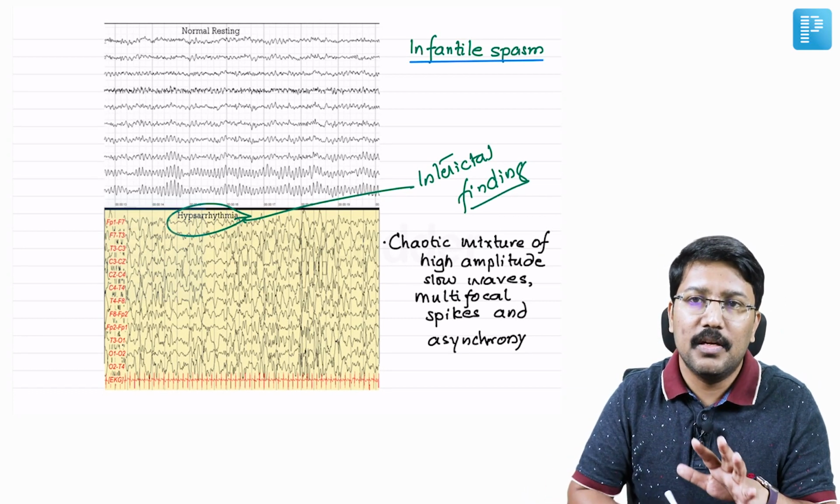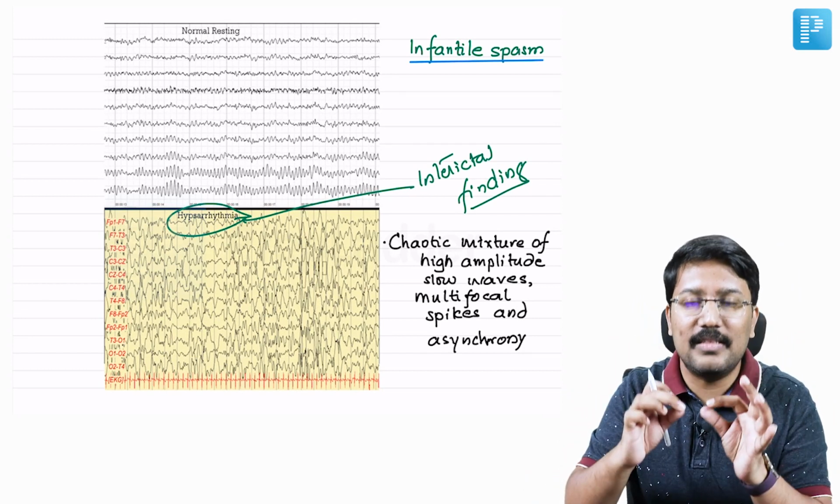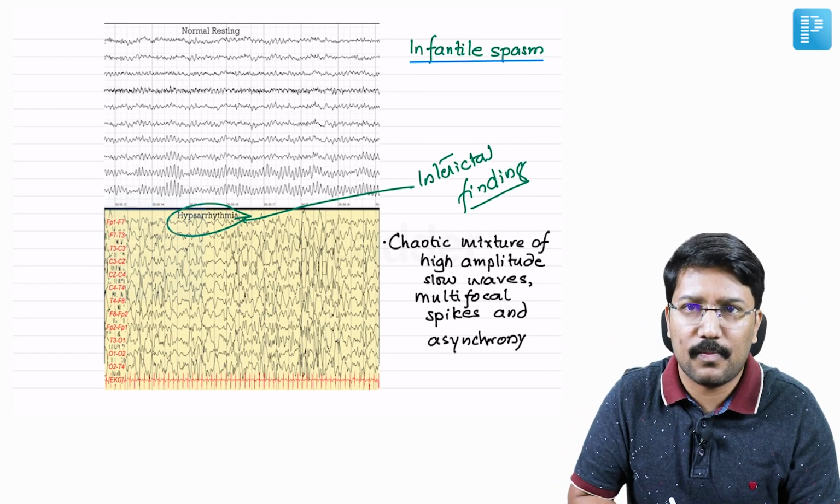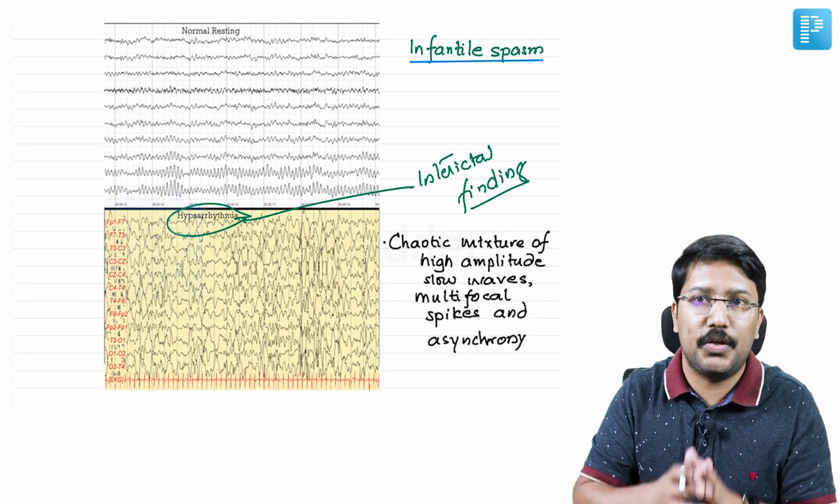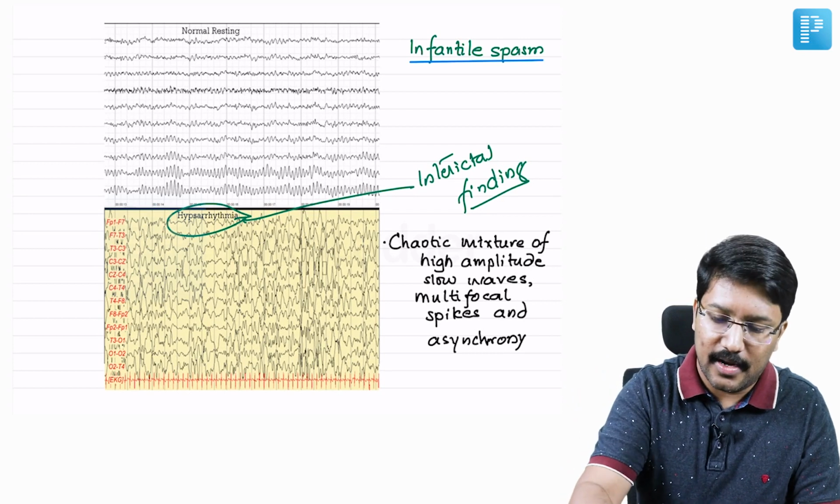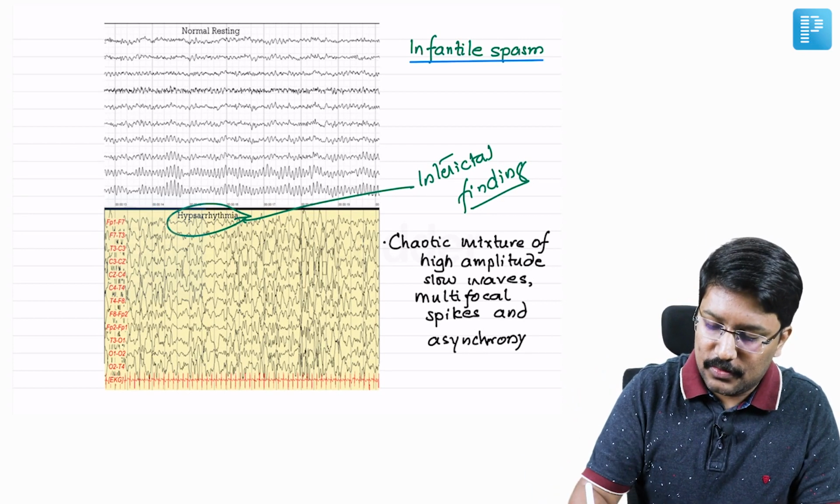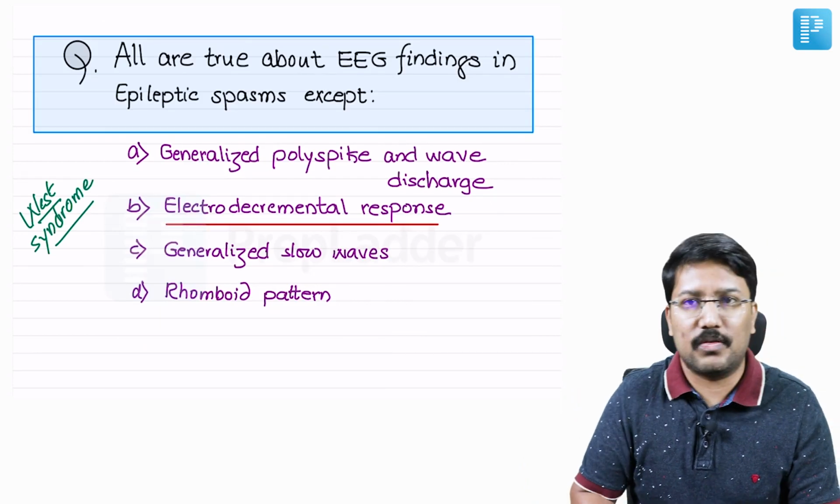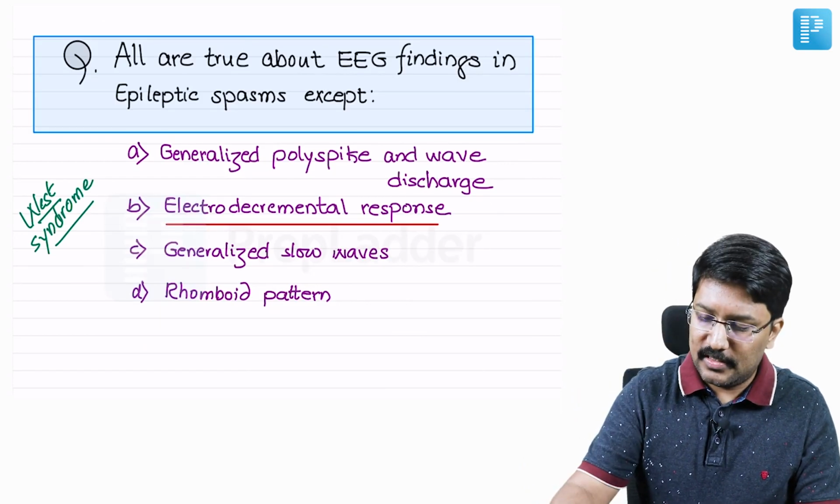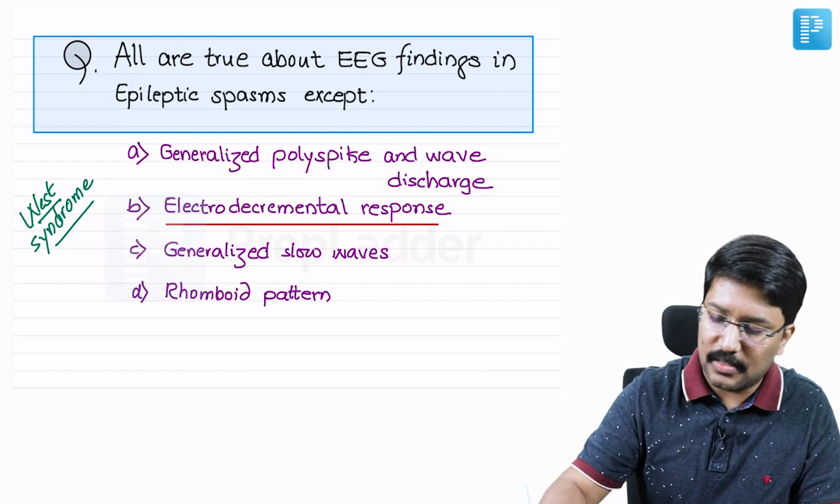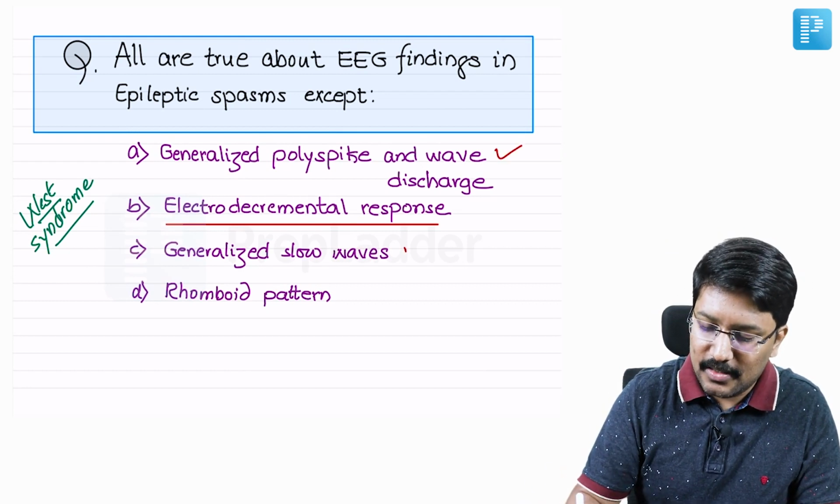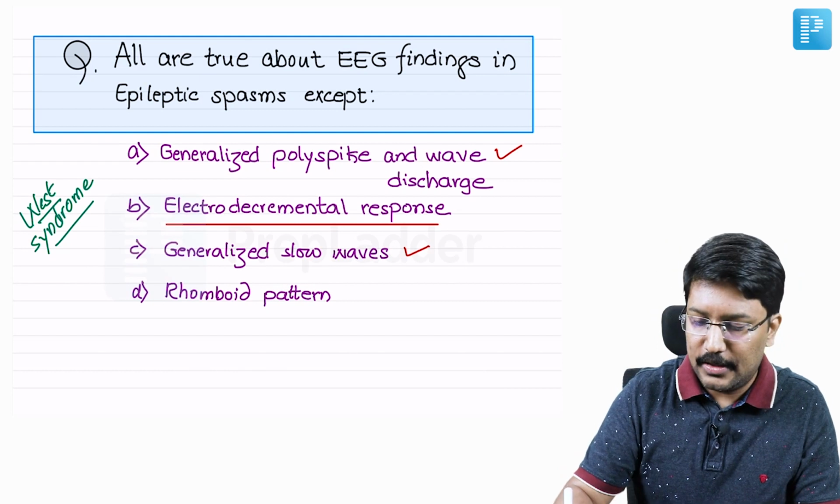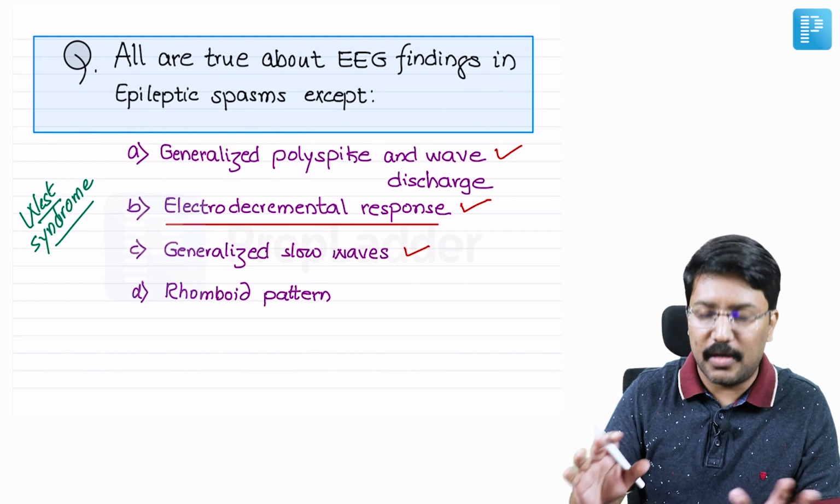during that time, there is a decrease in the amplitude and slowness. So whatever high amplitude changes we are seeing here become decreased. That is what is known as the electro-decremental response. So generalized polyspike and wave discharges are seen. There are generalized slow waves, and during the ictal phase there is the electro-decremental response.